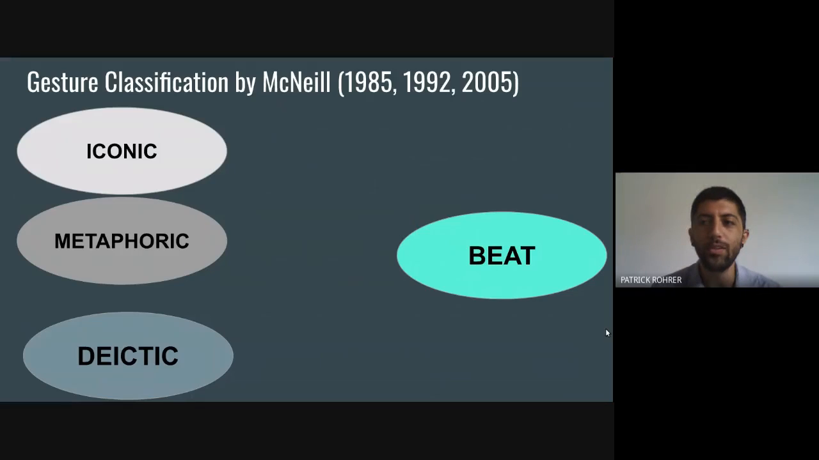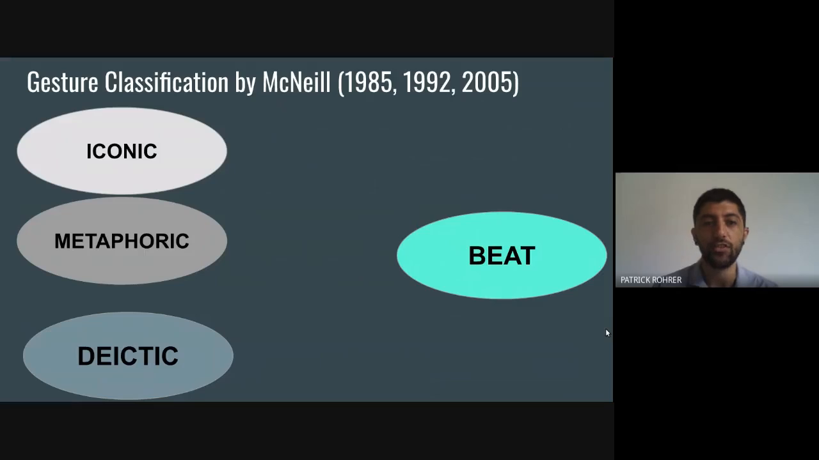it's important to note that McNeill himself sees these not necessarily as individual categories into which each gesture fits neatly, but we should see these more as dimensions. So you can have different levels of iconicity or metaphoricity or deixis. But there's still this sort of presupposition in the field that you have a gesture type when you have a gesture.